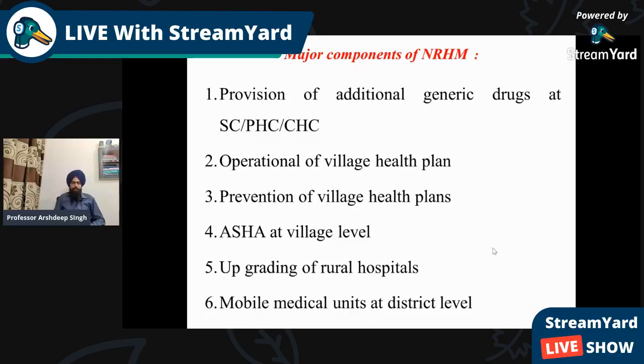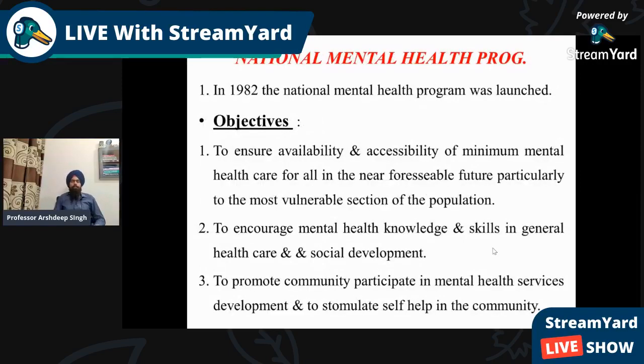Okay, so that is about the major components of NRHM. That was about the NRHM, that is National Rural Health Mission, launched on 5th of April 2005. That was a very important topic. It can be asked in the theory exam or in the practical examination. So you must focus on that specific program.